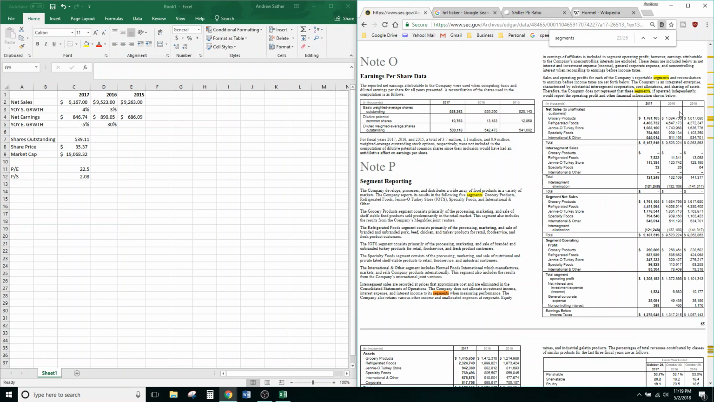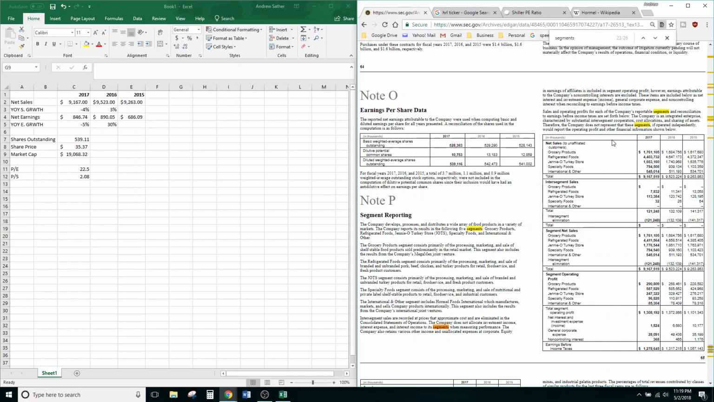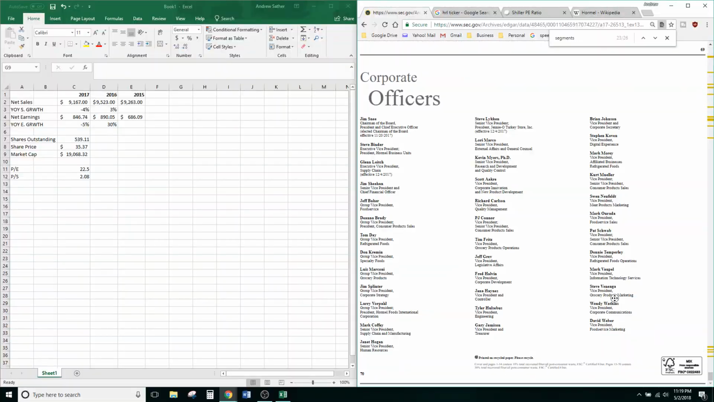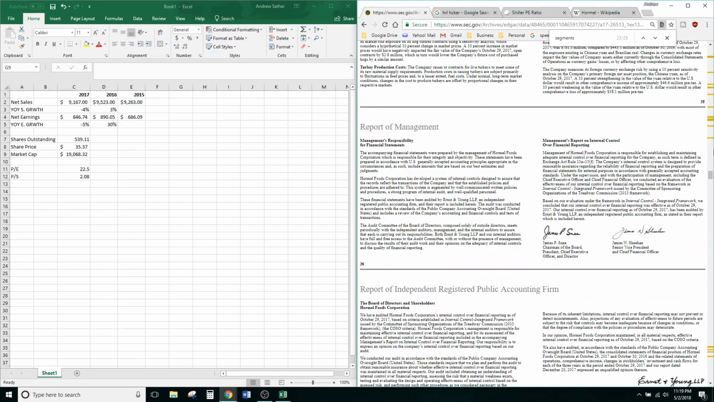And so you can use the notes to the income statement to get a deeper look into what's really going on within the business, and you don't have to read through all 100 pages like what they kind of show to get that information.